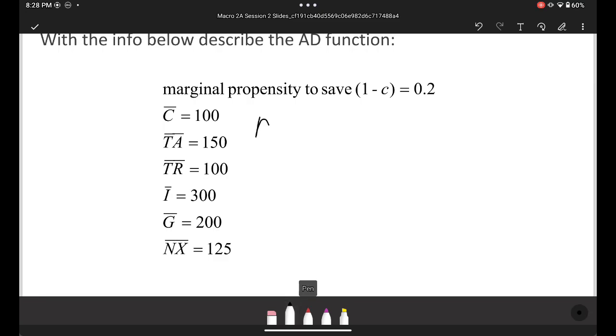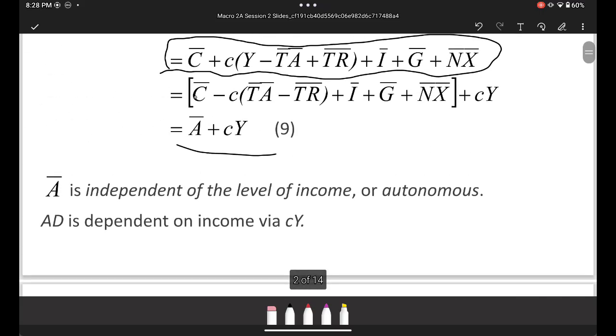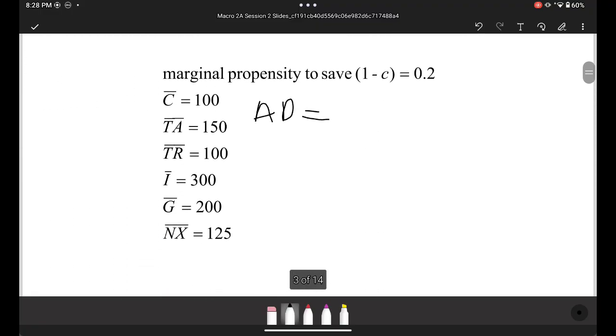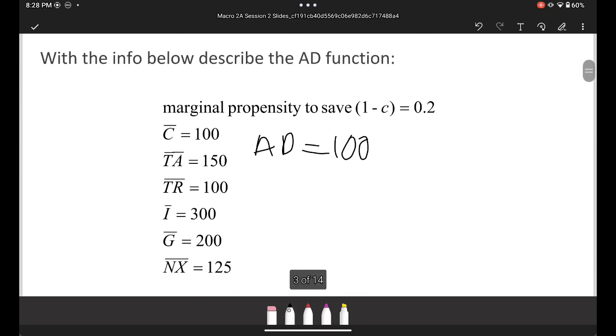Okay, so aggregate demand is equal to C. We know our C splits up, right? Obviously I never memorized the equation, but this is the equation. So it's C hat minus c times T hat. Where's C hat? 100. 100 minus small c, which is the MPC. Don't forget that, small c is the MPC.